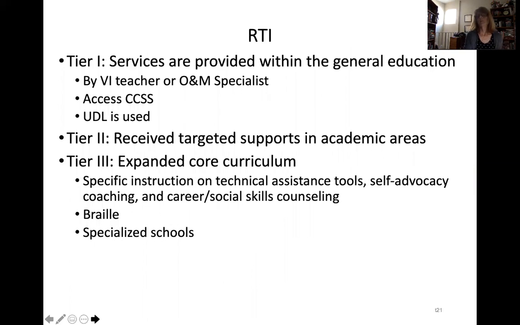Going through the process of looking at RTI, it's really a process of at what level are services provided at Tier 1 within the general education setting by the vision specialist, by the orientation and mobility specialist? How do we provide access to the Common Core standards? And that universal design, hint, hint, hint, is used with fidelity. If you look at the Tier 2, it's like maybe receiving some targeted supports in academic areas.